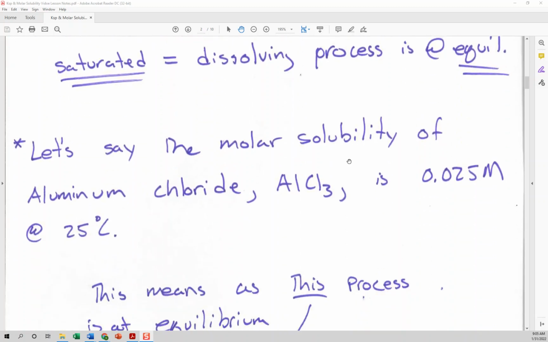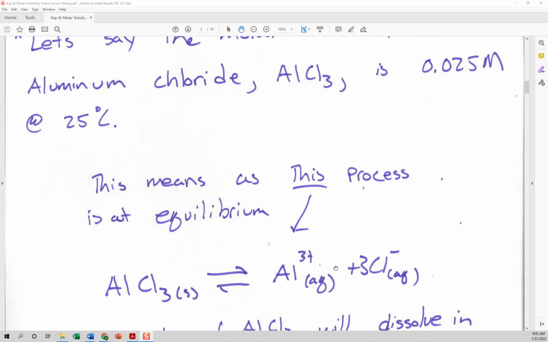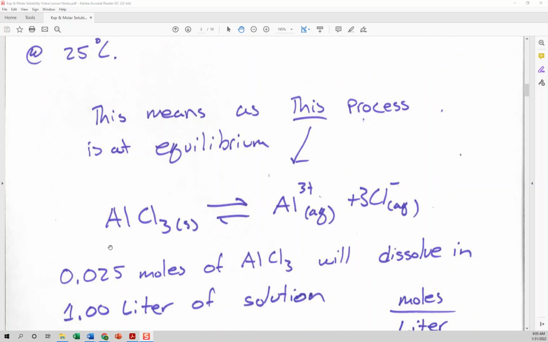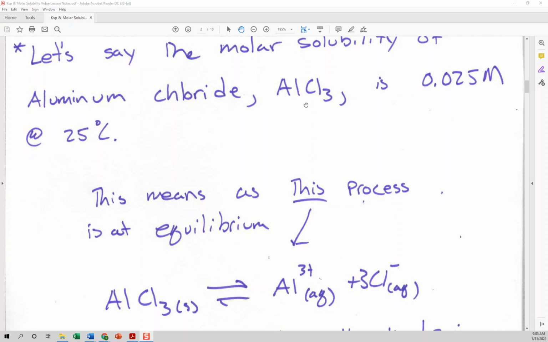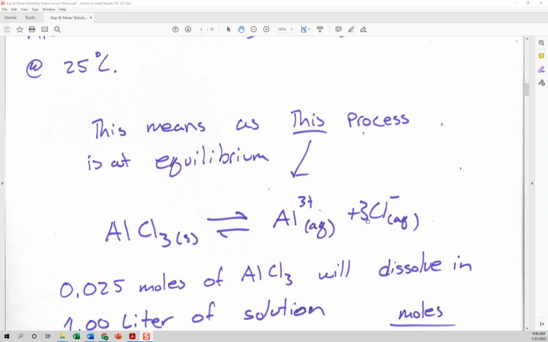So let's say the molar solubility of aluminum chloride is found to be this, at 25 degrees Celsius. That means that when this process reaches equilibrium, the molarity of aluminum chloride is 0.025. Or another way to say that is if you want to make a saturated solution of aluminum chloride, then you need to dissolve 0.025 moles of this compound for every 1 liter of solution. At 25 degrees Celsius, that solution would be considered saturated and this process would have reached equilibrium.